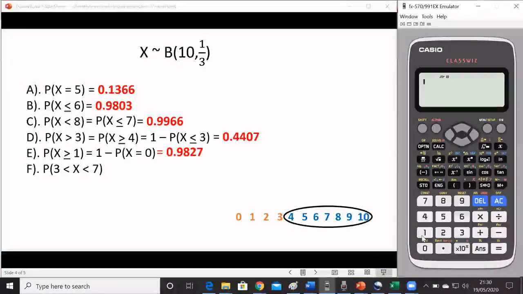Now, another thing is what happens if your probability is bounded by 3 and 7. It's a probability of x taking the values between 3 and 7.